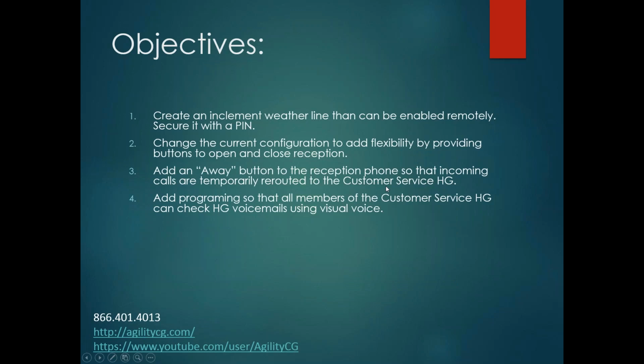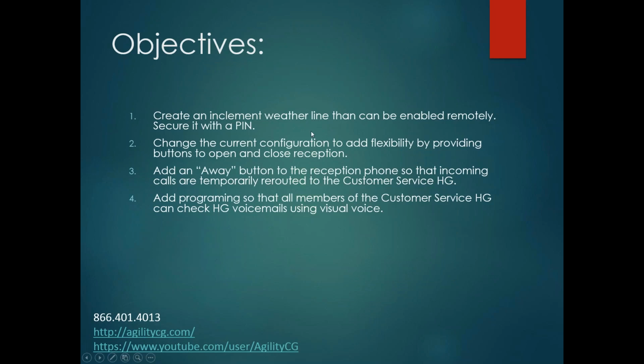Our objectives today: we have four main objectives here. The first one is to create an inclement weather line that can be enabled remotely. On a bad weather day or snow day, you need to enable that weather line, and you need to be able to do it remotely, right? And you need to have it secured with a PIN, so not just anybody can call in to this line and enable it maliciously. We'll show you how to do that.